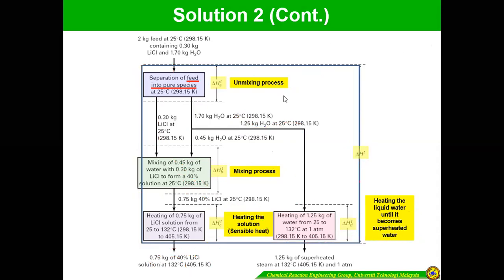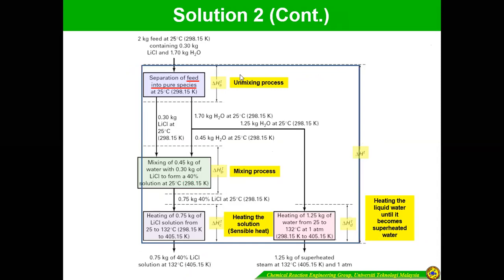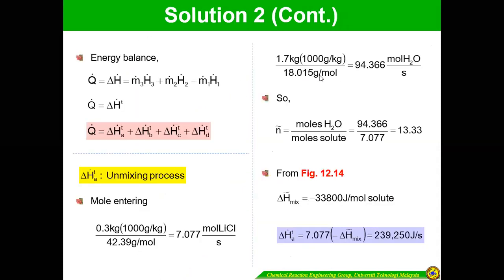So if you look at here in general, HA, HB, HC, HD. Based on this one, this is HA, HB, HC, and HD. Look at here, HA, the moles entering. So just calculate the moles entering. For the water you get 94, and for the lithium chloride 7 moles of lithium chloride per second. Then you calculate the total moles, and you can get 13.